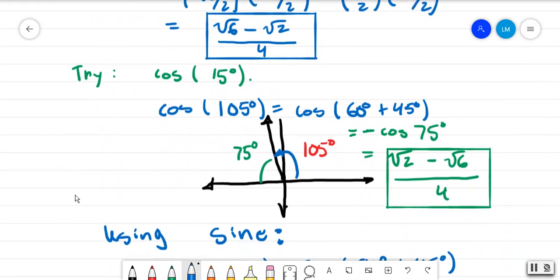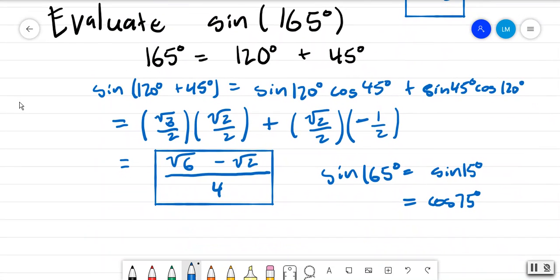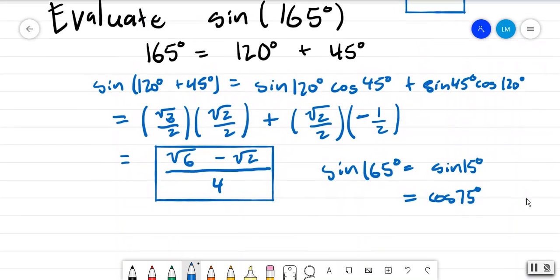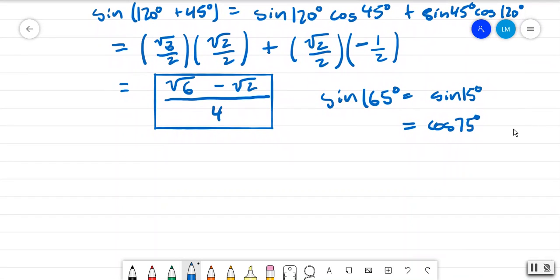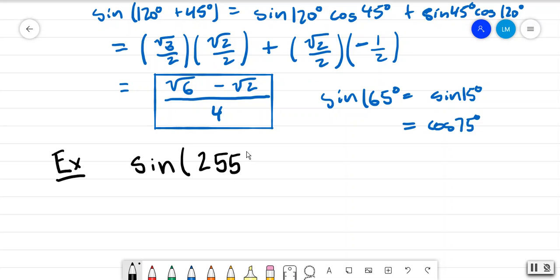So in that case, it helps to have some of the angles already made out, for example. Okay, now let's go ahead and try another one. Let's say that we want to evaluate sine of 255 degrees.